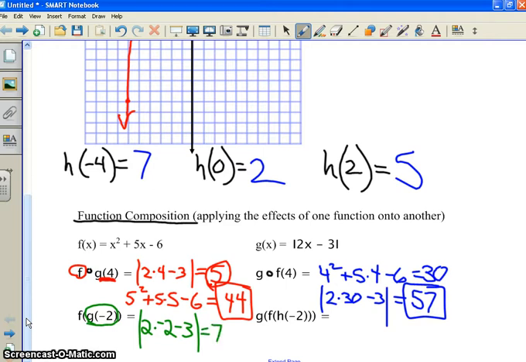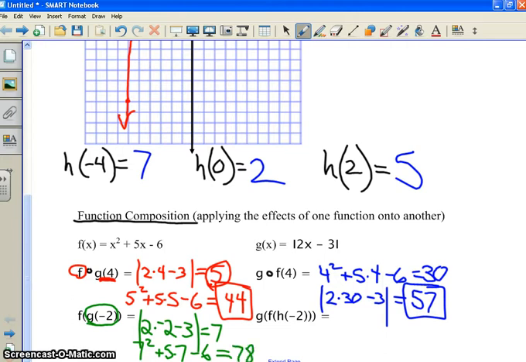Now we'll take that and plug it into the f function. So it'll be 7 squared plus 5 times 7 minus 6. 7 squared is 49, plus 35 minus 6 is equal to 78.